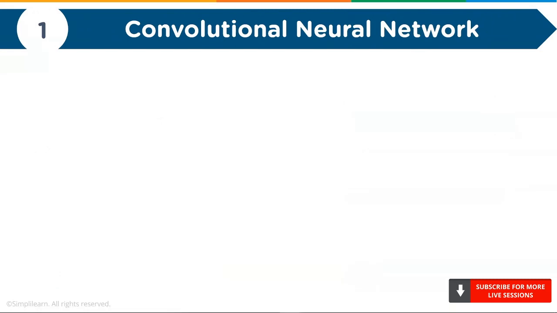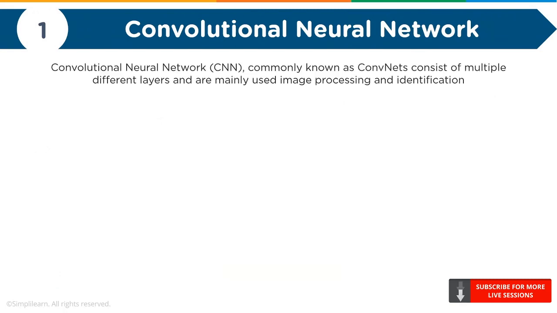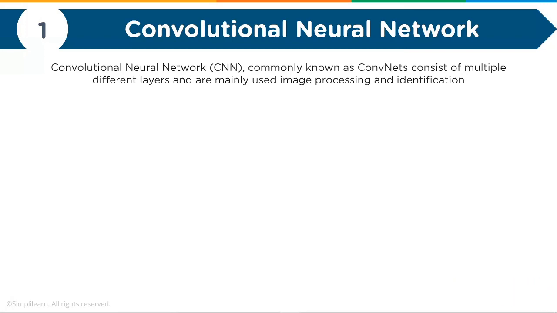Finally, at number 1, we have the convolutional neural network. Convolutional neural network, or CNN, also commonly known as ConvNets, consists of multiple different layers that are mainly used for image processing and object detection. Convolutional neural networks were first developed by Yann LeCun. The first convolutional neural network was called LeNet that was created in 1988. It was used for recognizing characters like reading zip codes and digits.